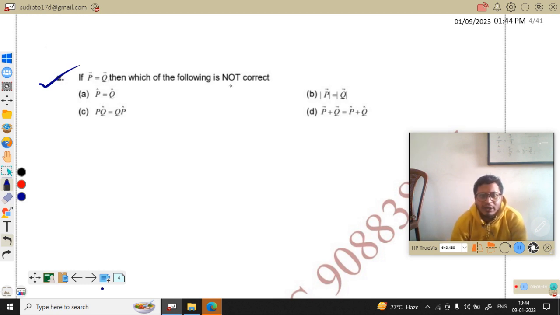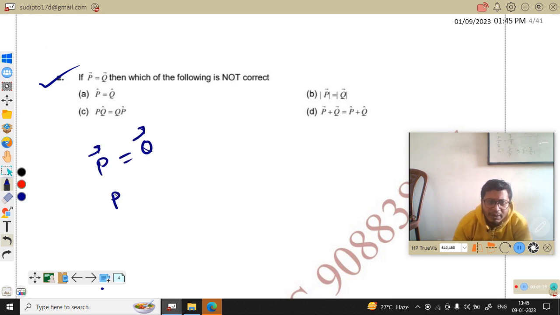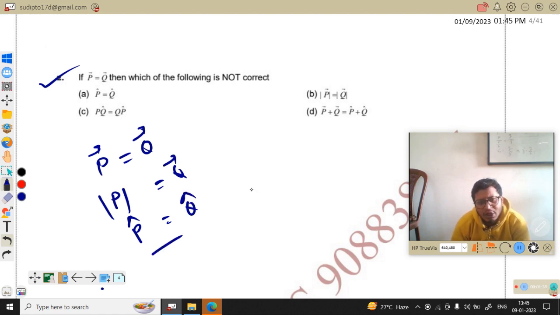The first question: P vector equals Q vector. Which of the following is not correct? P vector equals Q vector, that means we can write magnitude of P equals magnitude of Q, and the P vector unit vector equals Q vector unit vector. So also you can write this. So this option is right.